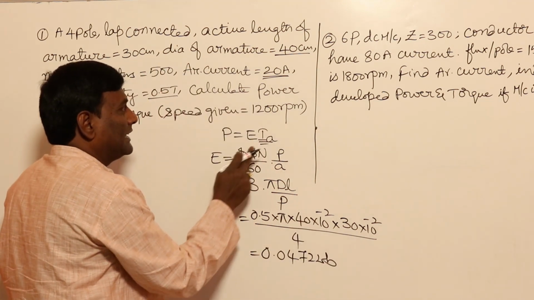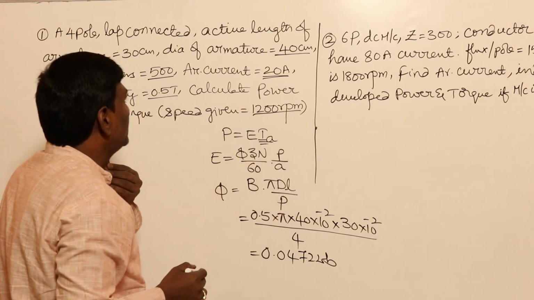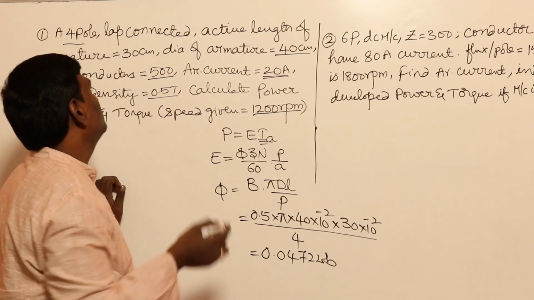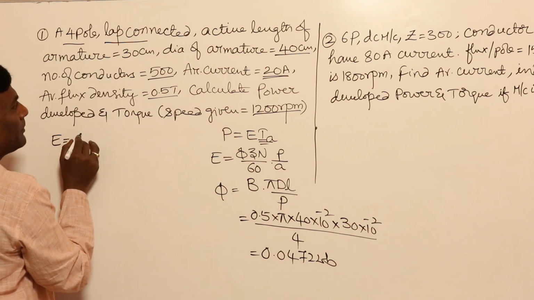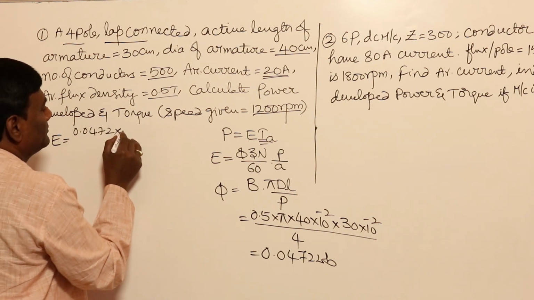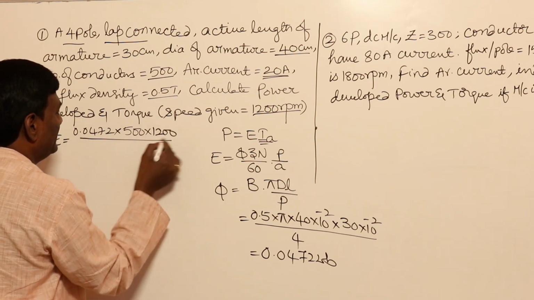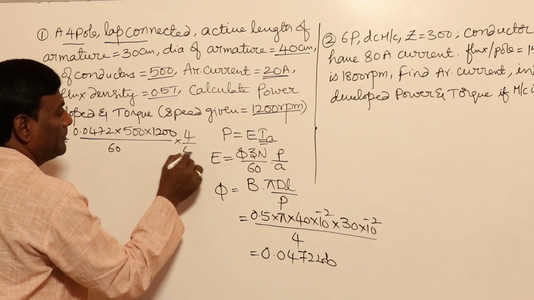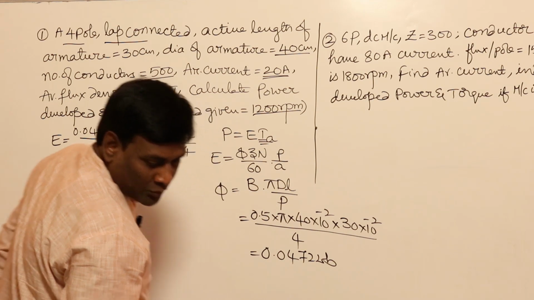Now we got phi. Z they have given. What is Z? 500 conductors, and speed they have given 1200 rpm. Number of poles they have given 4, and for lap connected, what do you know? Parallel paths equal to number of poles. So what is E now? E is going to be phi, how much is phi? 0.0472 phi, Z is 500 conductors into N is 1200 rpm by 60 into number of poles equal to 4 divided by parallel paths equal to 4. So calculate voltage here. You are going to get a voltage of 471 volts.